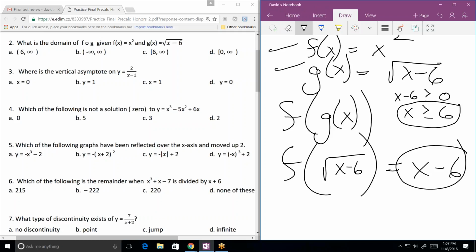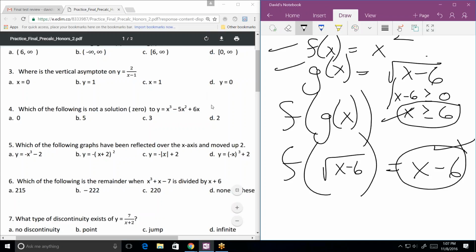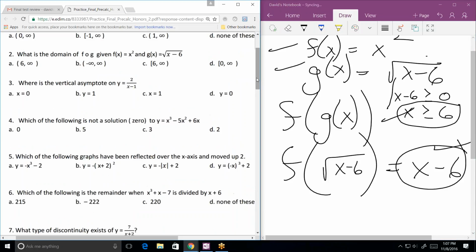So despite the fact that our final function is x minus 6, and there appears to be no domain restrictions on that, we are limited by the domain restrictions on one of the original functions. x has to be greater than or equal to 6, even if you don't see it in the final function. Well, which answer is that? C? Yeah, that's greater than or equal to 6.